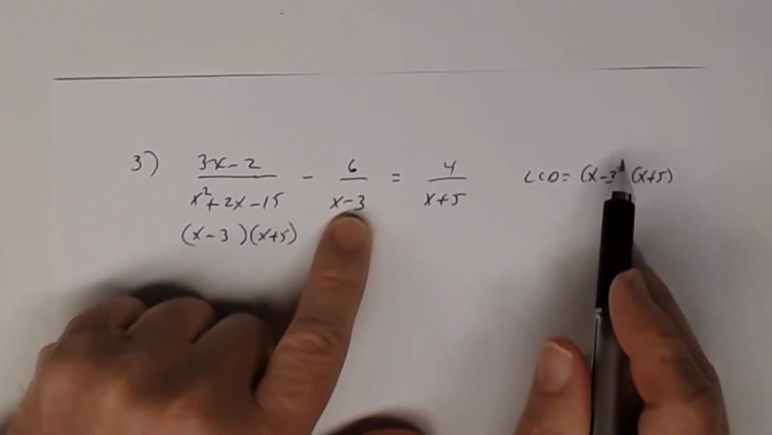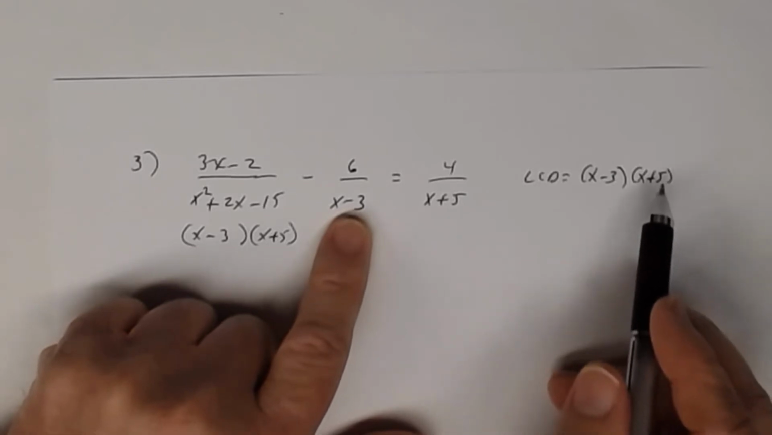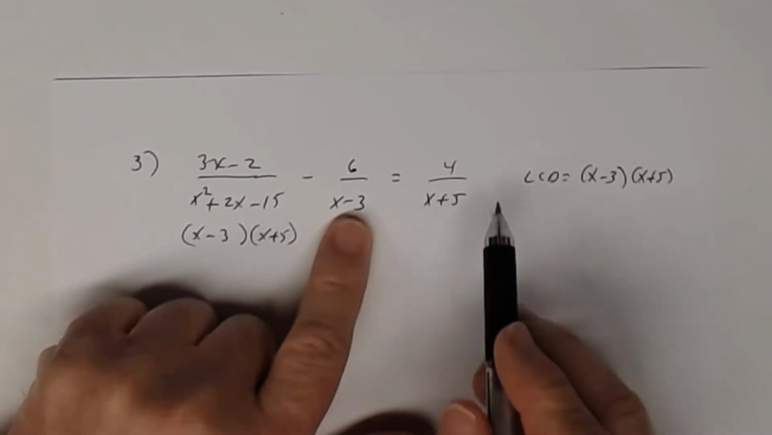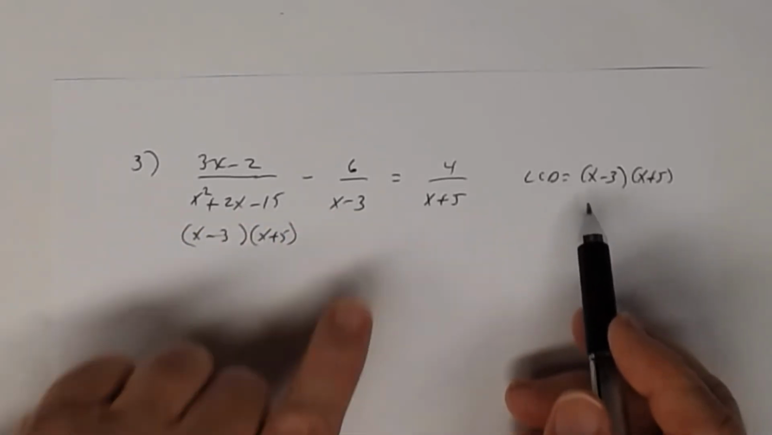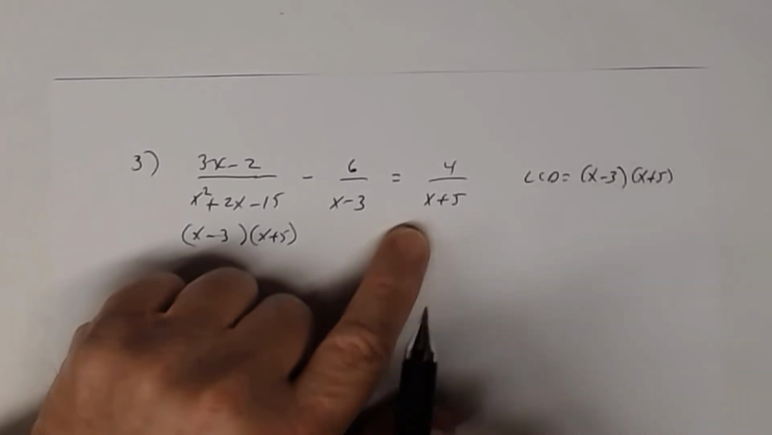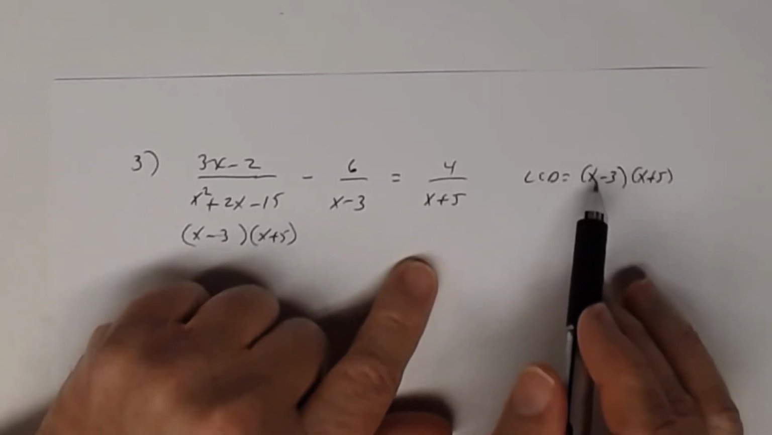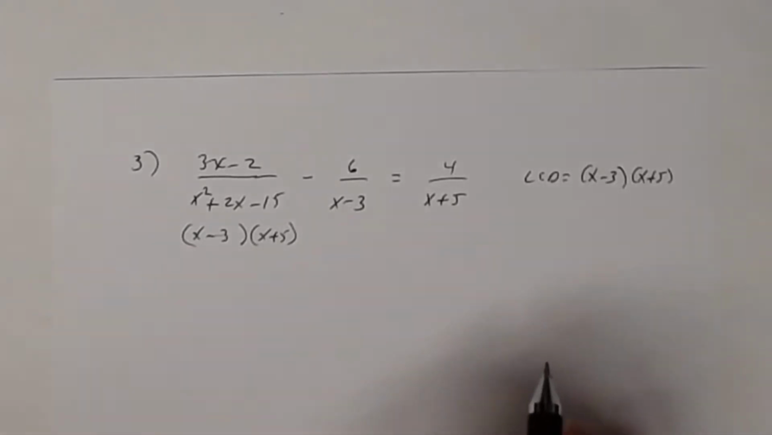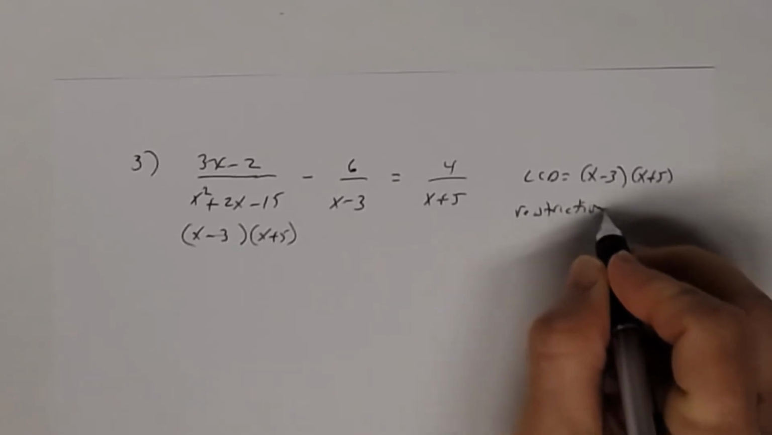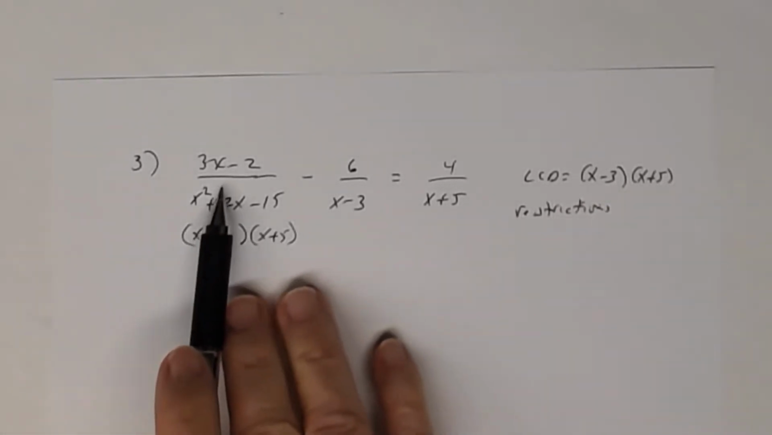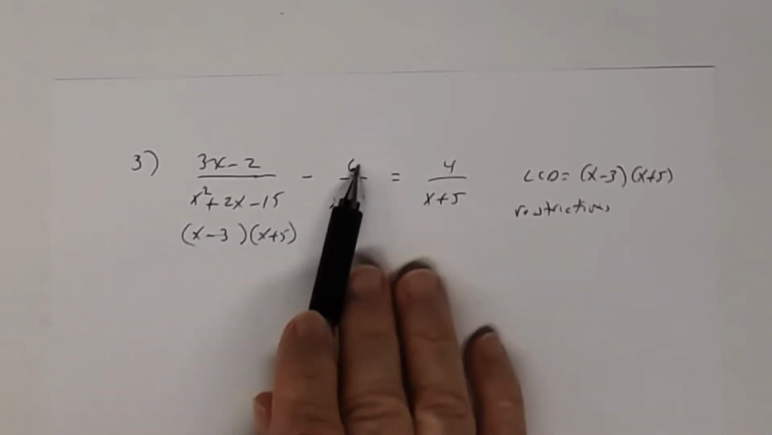The next factor I see is an x minus 3, but I already have it. So don't put another x minus 3, because then it's no longer the least, and that would make it much more difficult to solve. All right, and then my next factor is x plus 5, which I already have. So my least common denominator is just the product of x minus 3 and x plus 5. Now the other thing you wanted to do is to find the restriction. So remember, when you talk about a rational expression, you see I have three rational expressions here.